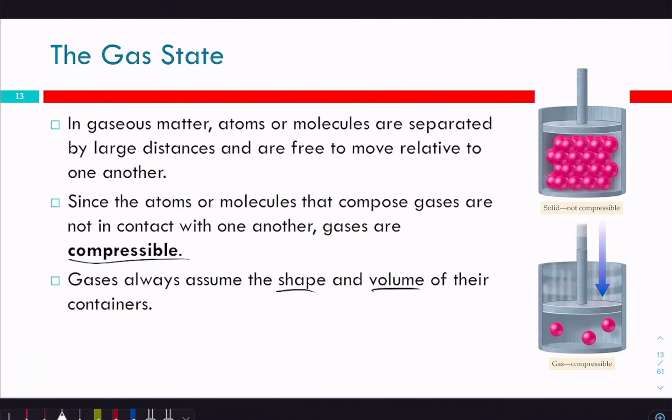I think the better analogy for this one is that if you ever cook with garlic in the kitchen, that smell is a gas, and it will spread throughout the entire house eventually. It might take a while, but it will get to every single part of the apartment or house, or room at least. And so that's the gas assuming the shape and the volume of its container.